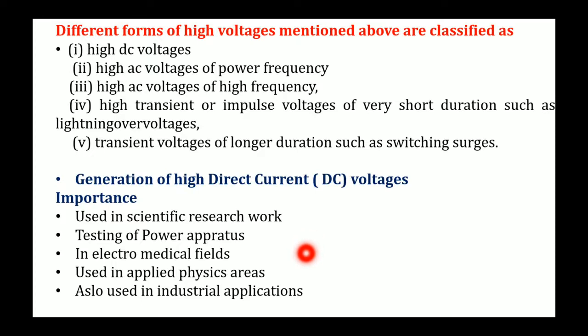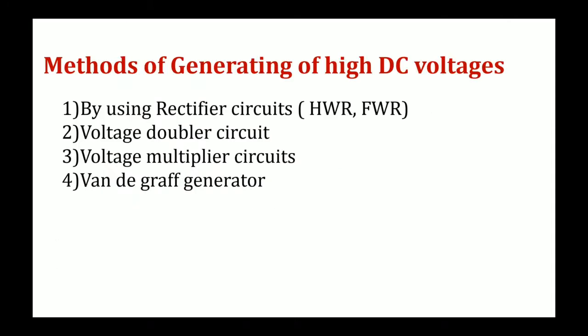These are the industrial applications where we can use this high DC voltage. Now we'll study what the methods are which are usually used for generating the high DC voltage. The first technique that we are going to use is the rectifier circuits.